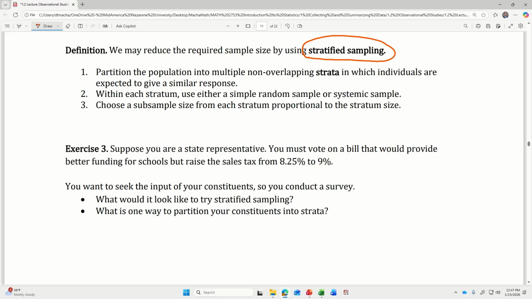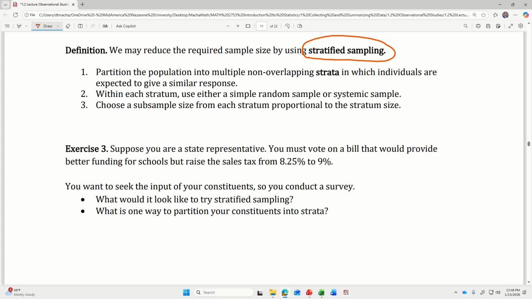Abby. Would be like low income, like high income, that kind of thing, like sort people out. Yeah, I really like that answer. My strata could be like low income, middle income, high income. 3 strata. Those are non-overlapping groups.